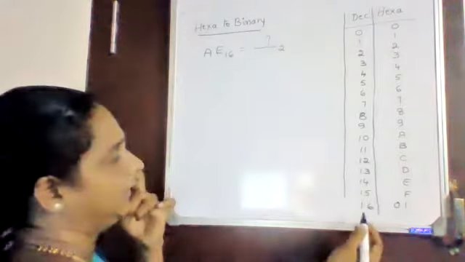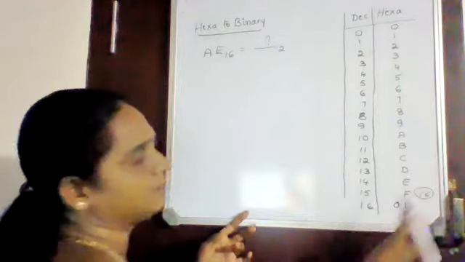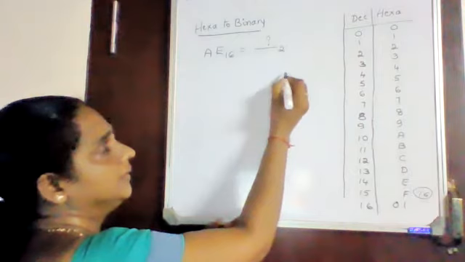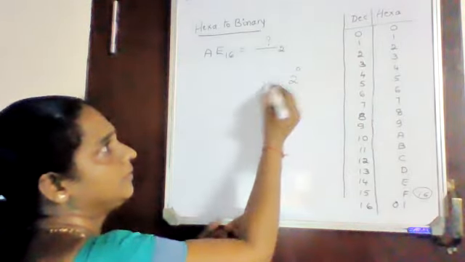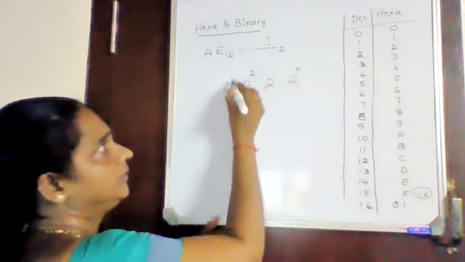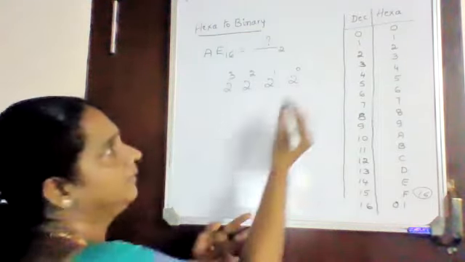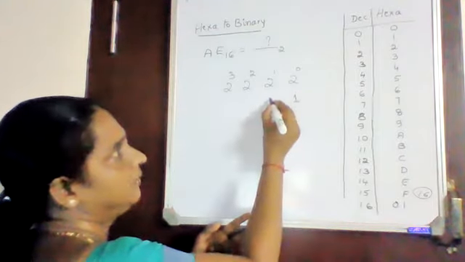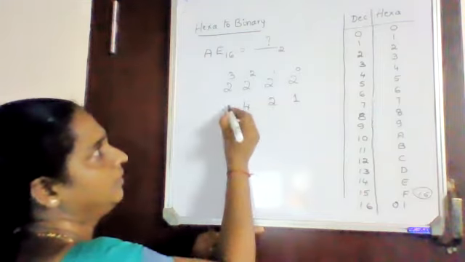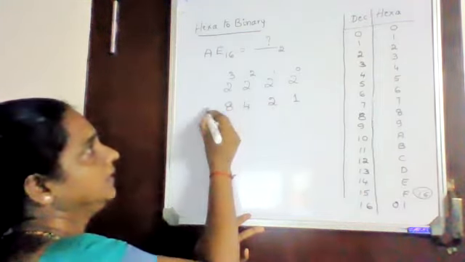In binary, we write 2 to the power 0, 2 to the power 1, 2 to the power 2, 2 to the power 3, like this. The weights are written. So here the weight value is 1, 2, 4, 8, right? 16, like this.